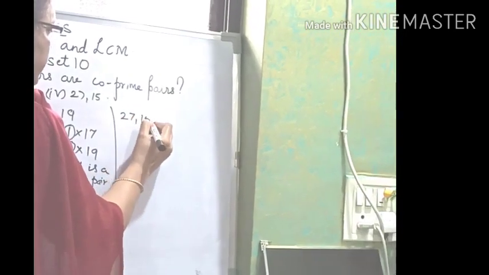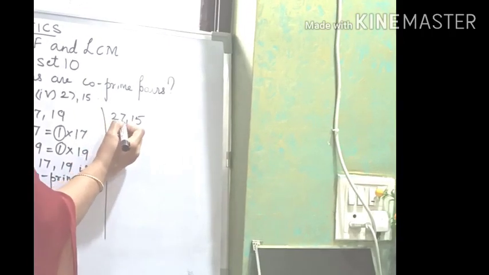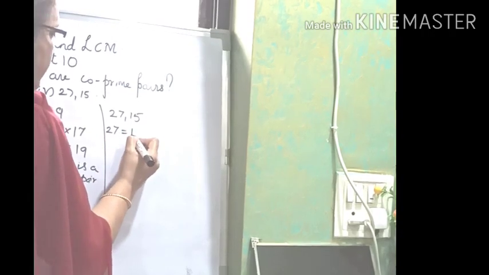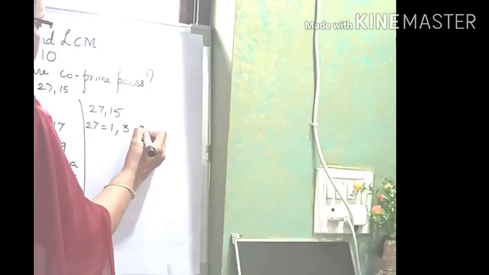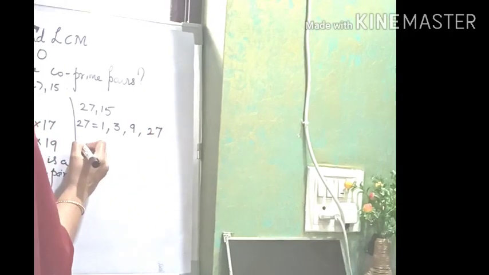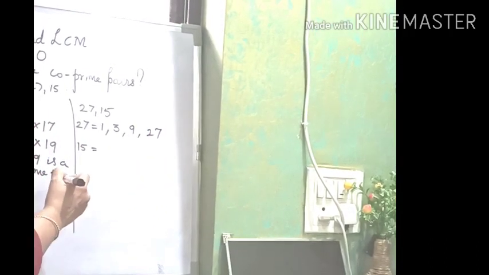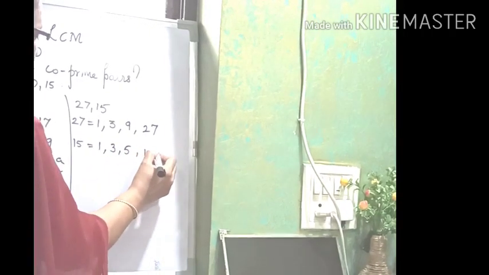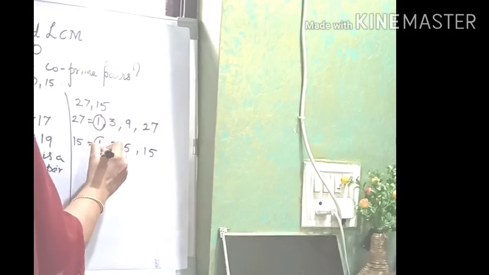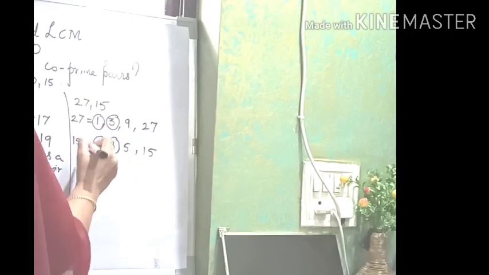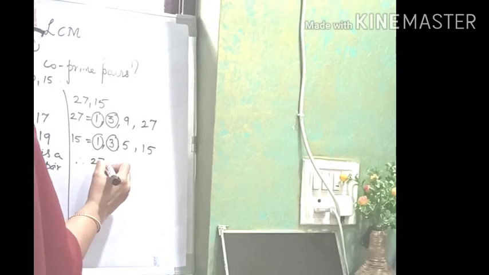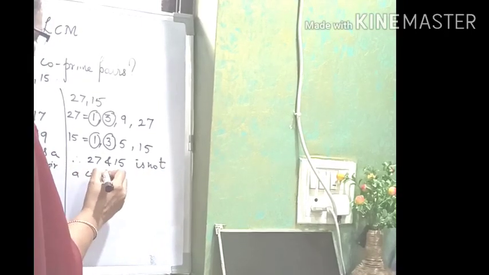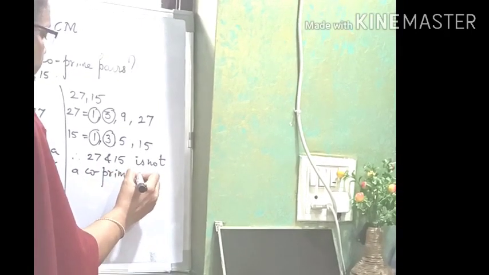27 and 15. First we will write divisors of 27. Divisors of 27: it comes in the table of 1, 3, 9 and 27. Divisors of 15: it comes in the table of 1, 3, 5 and 15. Here two divisors are common, 1 and 3. Therefore, 27 and 15 is not a co-prime pair.